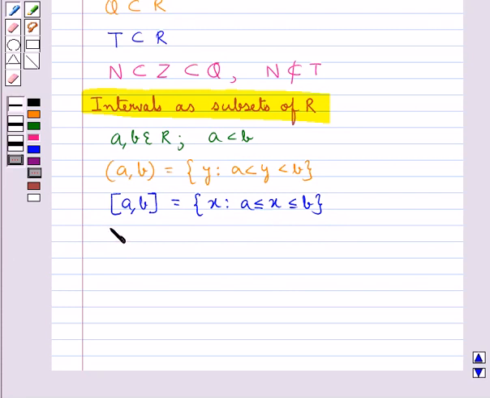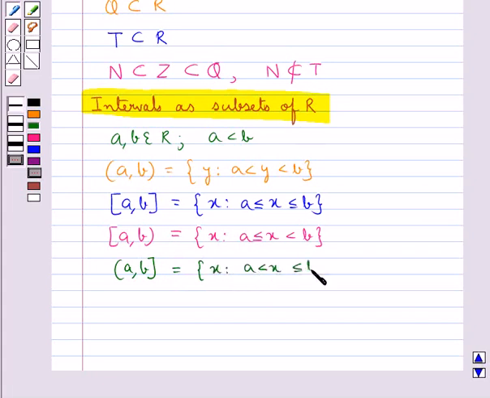Now we also have intervals which are closed at one end and open at the other end, like the interval [a, b), which is closed at a and open at b. This is equal to the set of x such that x is greater than or equal to a and less than b. This is an interval from a to b including a but excluding b. Also we have another interval of this kind, (a, b], equal to the set of x such that x is greater than a and less than or equal to b. This is an interval from a to b including b but excluding a.